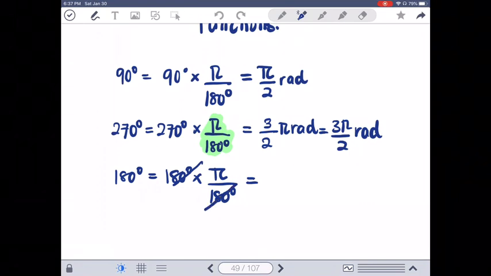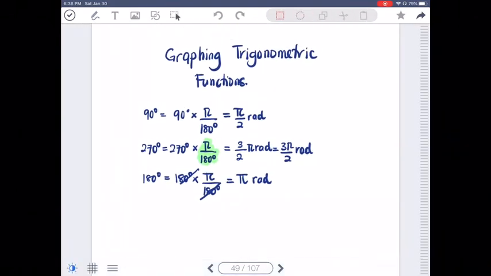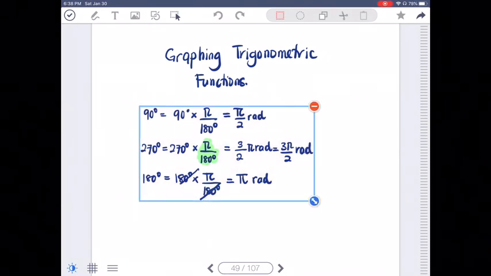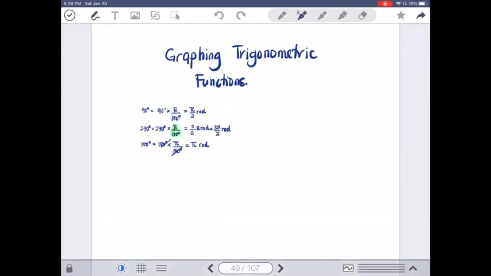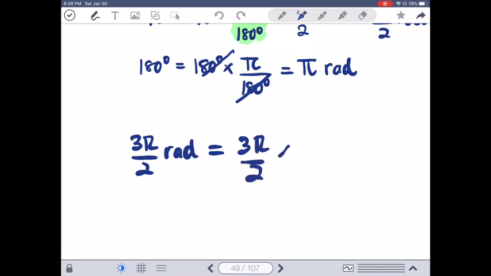So we can cancel that out. Leaves us with pi radian. Okay. So that is if you want to convert degrees to radians. If you want to convert from radian units to degrees, for example, if I have 3 pi over 2 radian, this is just equal to 3 pi over 2 times 180 degrees divided by pi.